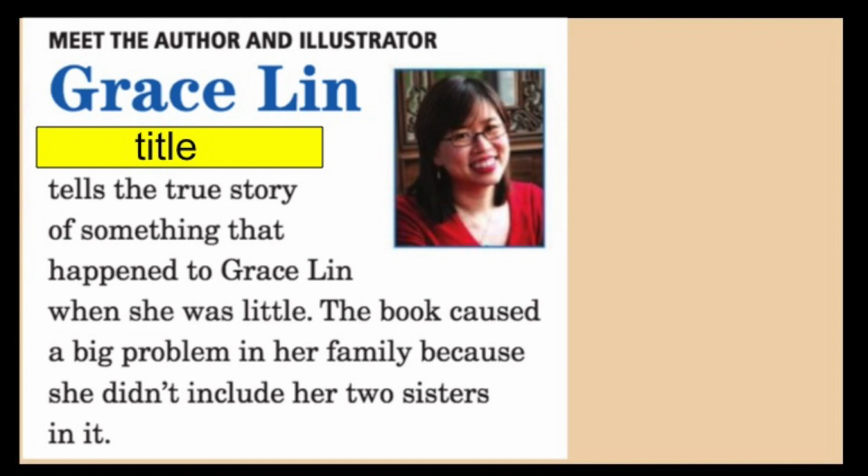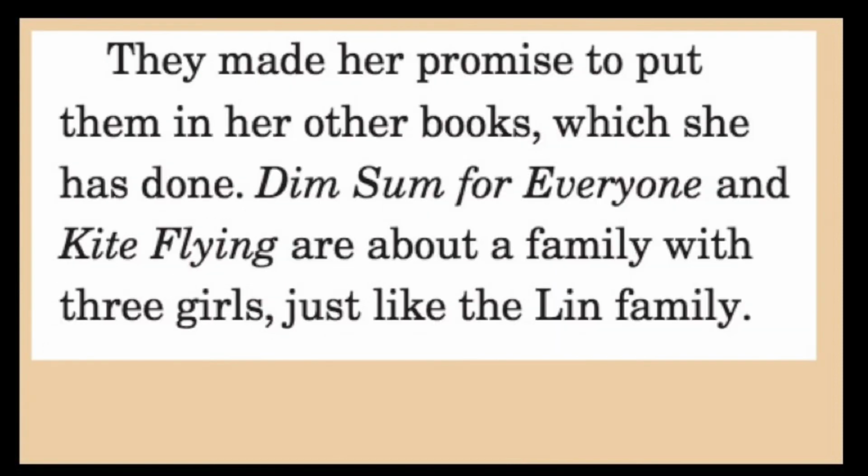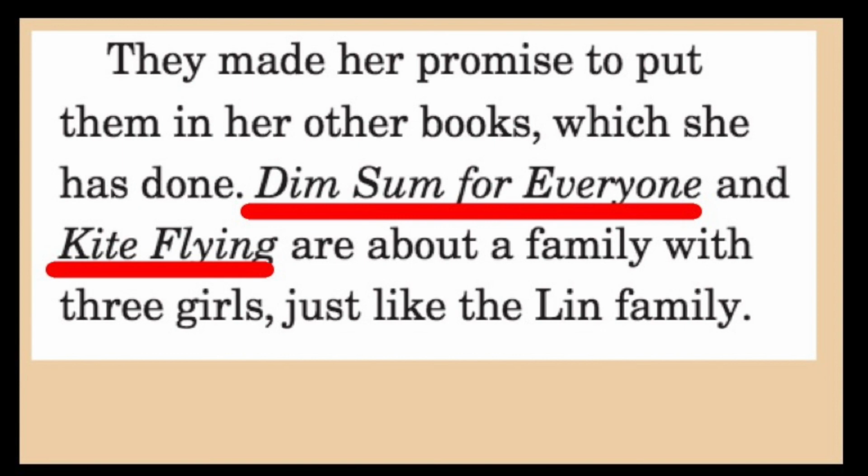Meet the author and illustrator, Grace Lin. Now, I covered the title of this book because I don't want you to know it yet, but it says that this book tells a true story of something that happened to Grace Lin when she was little. The book caused a big problem in her family because she didn't include her 2 sisters in it. They made her promise to put them in her other books, which she has done. Dim Sum for Everyone and Kite Flying are about a family with 3 girls, just like the Lin family. Notice how the titles of the books are in italic, and they have all capital letters.